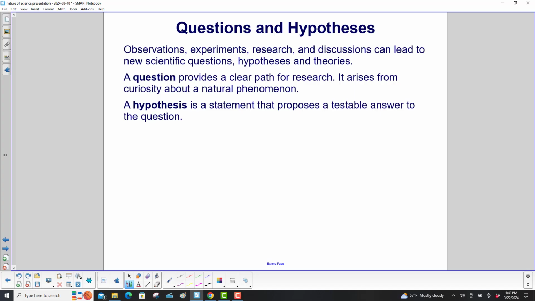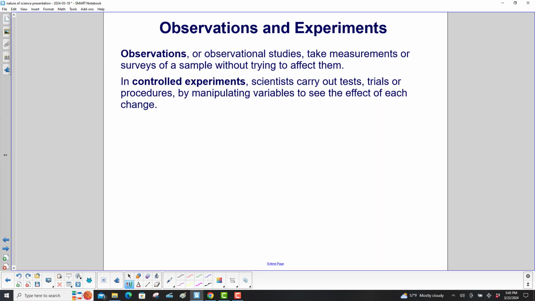Some definitions. Observations, experiments, research, and discussions can lead to new scientific questions, hypotheses, and theories. A question provides a clear path for research. It arises from curiosity about a natural phenomenon. A hypothesis is a statement that proposes a testable answer to the question. Observations or observational studies take measurements or surveys of a sample without trying to affect them. In controlled experiments, scientists carry out tests, trials, or procedures by manipulating variables to see the effect of each change.